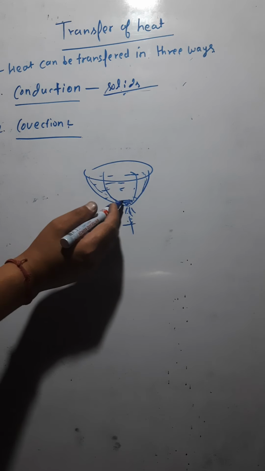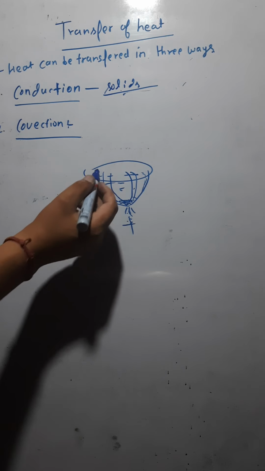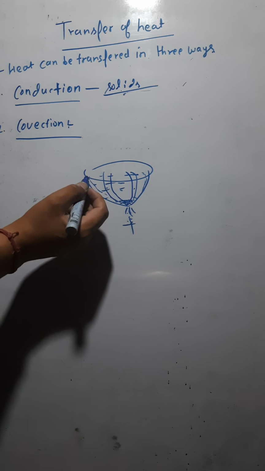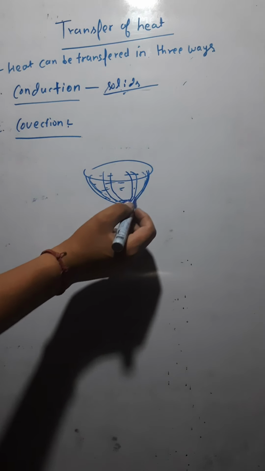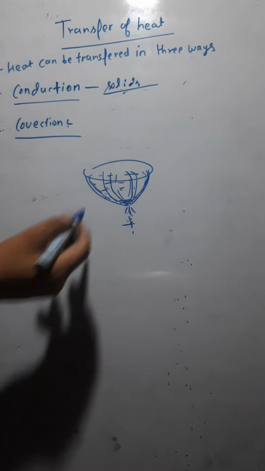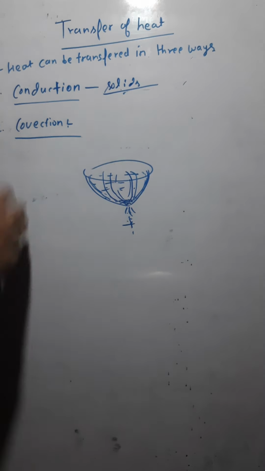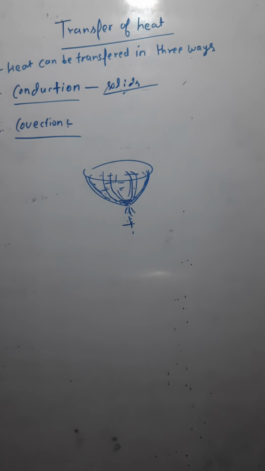When this water also gets heated, it would also go up. And then again the cold water which is still remaining there would come here from the sides, become hot and again go up. So by this process, slowly, the whole water becomes hot, isn't it?